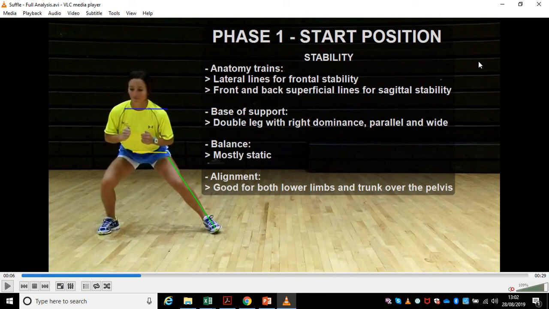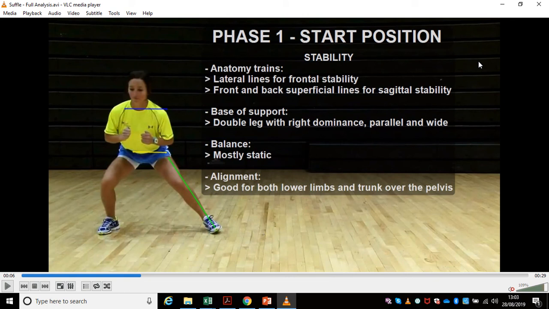Stability is the main objective of the first phase of this side steps task, so we can look at the specific characteristics. We can look at the base of support, and in this case we have a double leg. Obviously, freezing the video at this frame, there is a right leg dominance, so most of the load is put on the right leg. Again, with a parallel double leg base of support, and wide.